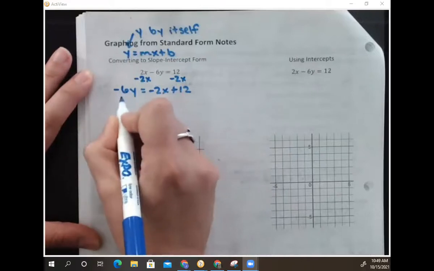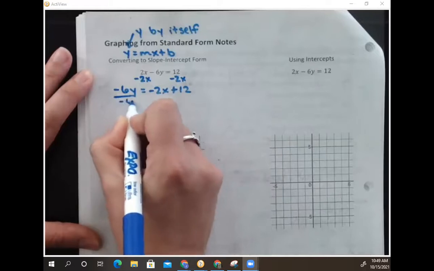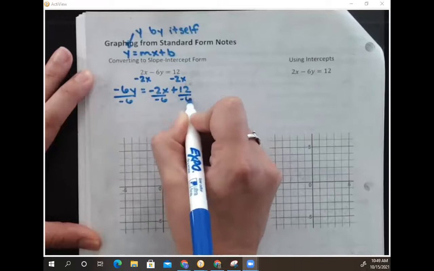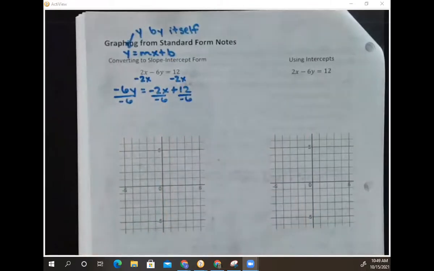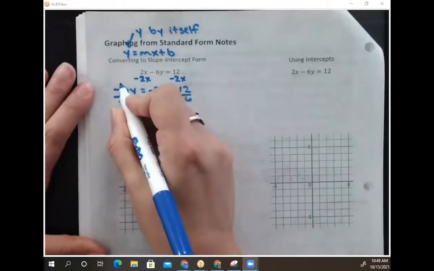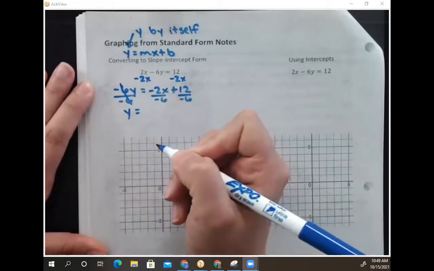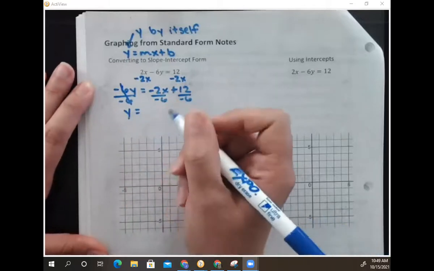So I need to get rid of that negative 6. So I'm going to divide every term by negative 6. Okay, and not just both sides, but every term. The x term gets divided by negative 6, and that constant term of 12 also gets divided by negative 6. Everything's divided by negative 6. On the left side, we're left with only y.